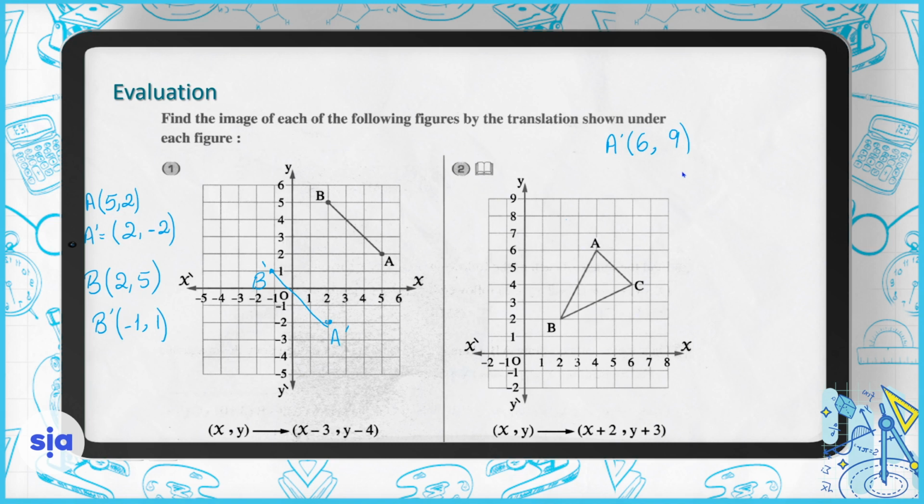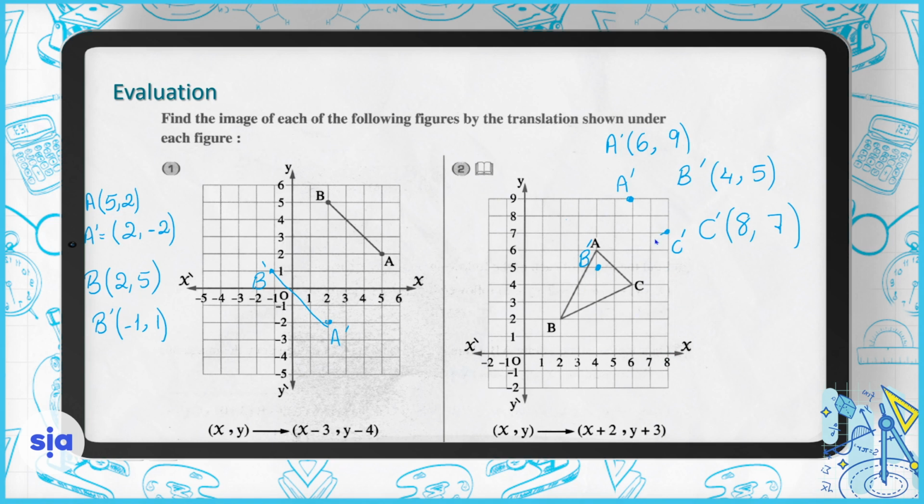B', it's (2, 2). If you add 2 to the x, which is 2, it would be 4. If you add 3 to the 2, which is y, it becomes 5. Point C, C' will become, the C had x 6, so it will be 8, and it has y 4, becomes 7. So if you want to plot these points, A' will be here as (6, 9), B' will be here as (4, 5), and C' will be (8, 7).